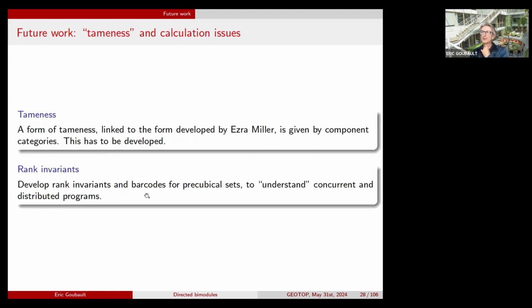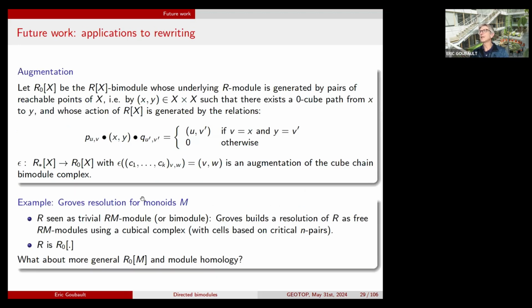I haven't developed the real link to persistent modules, but there are particular cases of persistent modules, indeed. And I'd like to develop invariants and barcodes for these precubical sets. The filtration is some kind of fairly complicated filtration of pairs of dipaths, so it's much more complicated than even multidimensional persistence. So it's some kind of poset or category persistence in general.